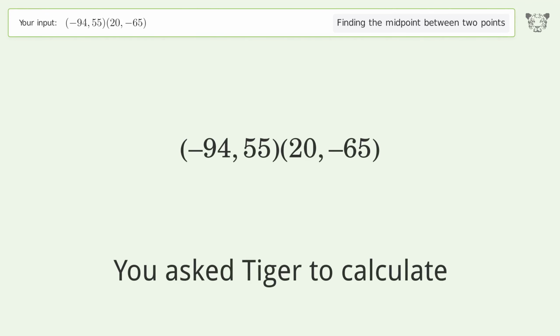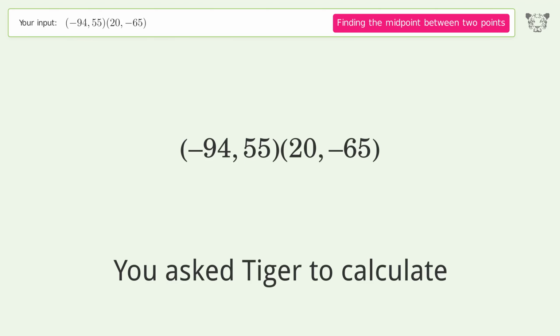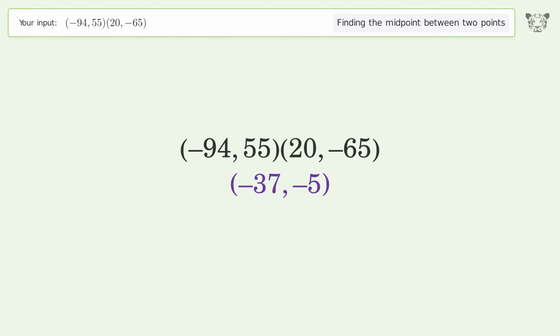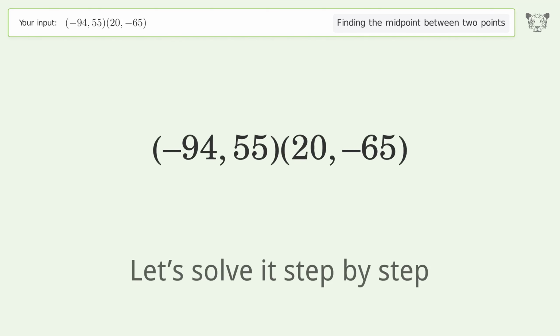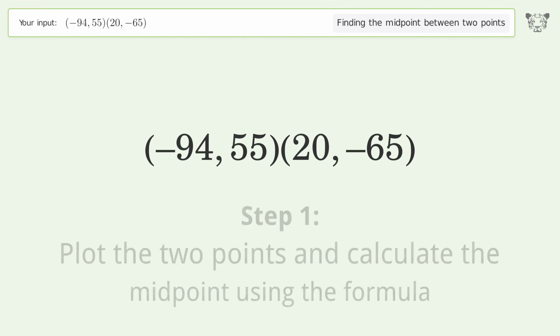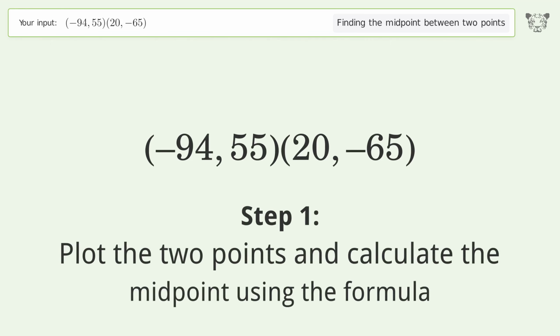You ask Tiger to calculate. This deals with finding the midpoint between 2 points. The midpoint between the 2 points is -37, -5. Let's solve it step by step. Plot the 2 points and calculate the midpoint using the formula.